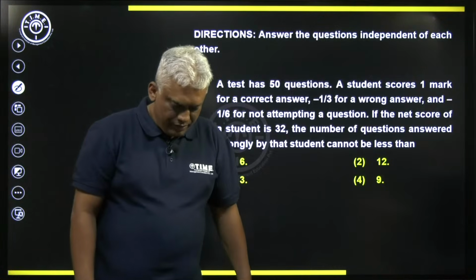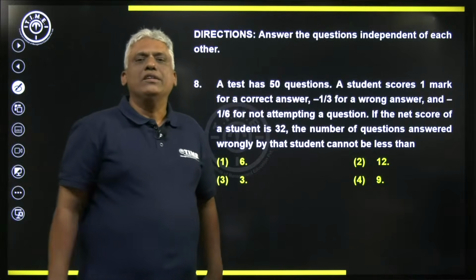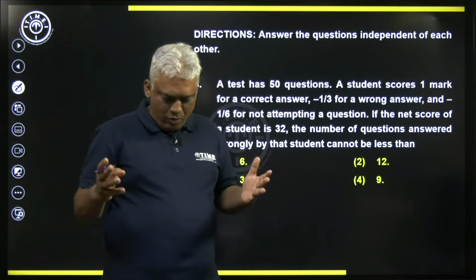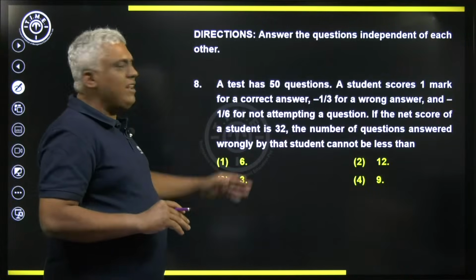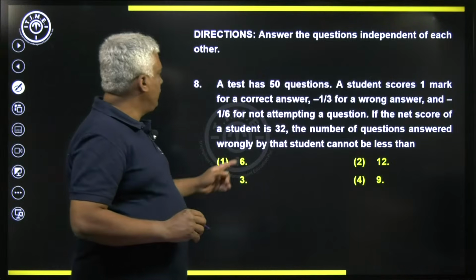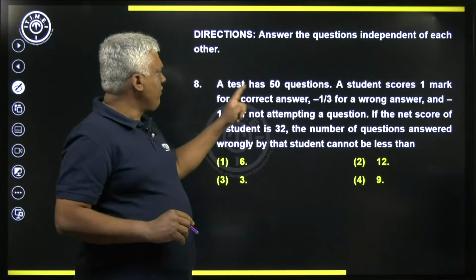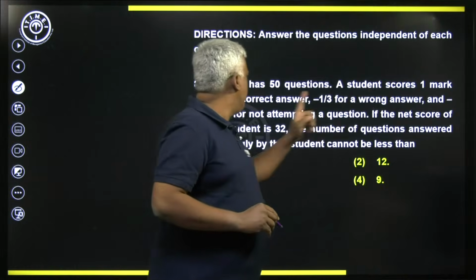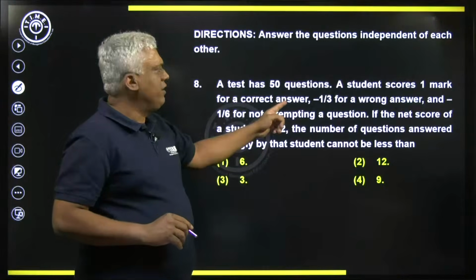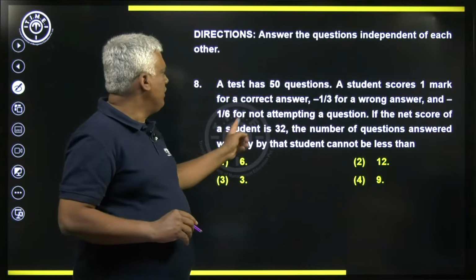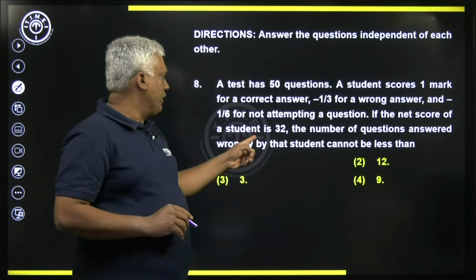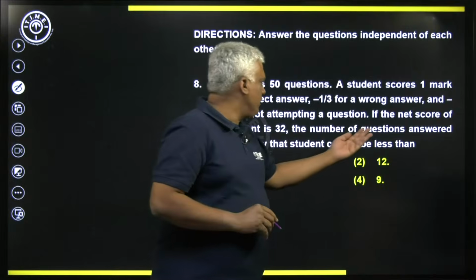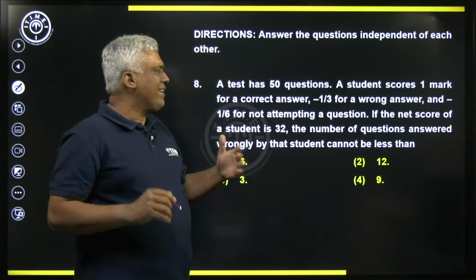Okay, let's see this question. This question can be solved by forming an equation. We can solve without an equation also. First thing, let's remove the fraction. So you see that there are 50 questions. A student gets 1 mark for a correct answer, minus one third for a wrong answer, and 1/6 for not attempting the question. If the net score is 32, the number of questions answered wrongly by the student cannot be less than.